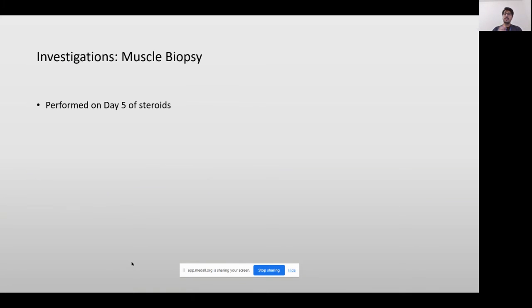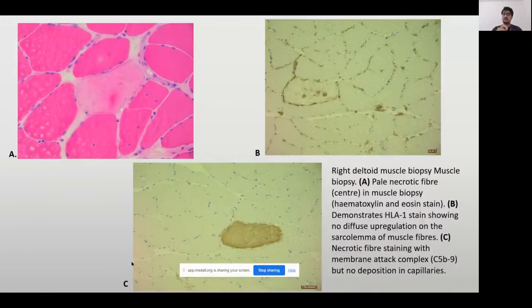On day 5, we discussed with the histopathologist, and he was scheduled to have a muscle biopsy. This is the muscle biopsy result, or slides of the patient, that I reviewed in the ward. The biopsy was taken from the deltoid muscle. You can see here there's a pale necrotic area in the center of the muscle biopsy. And if you see here, this is also necrotic fiber staining. And there's no deposition of membrane attack complex.